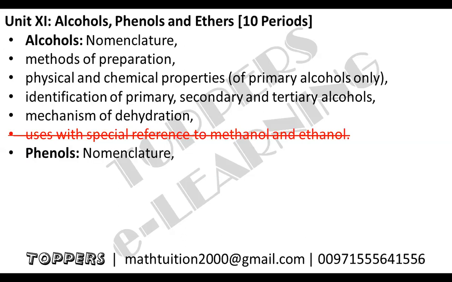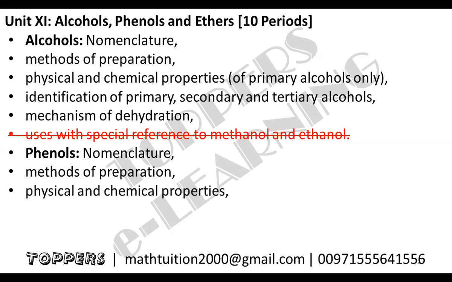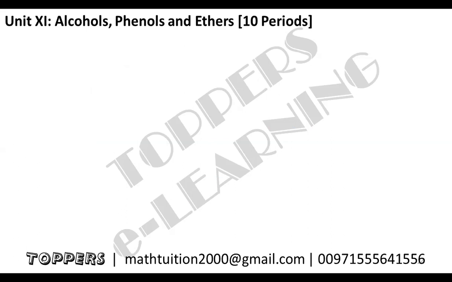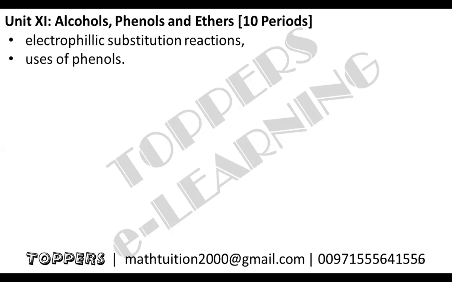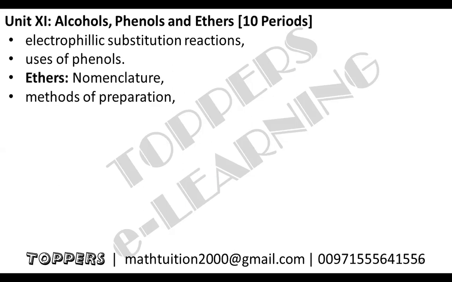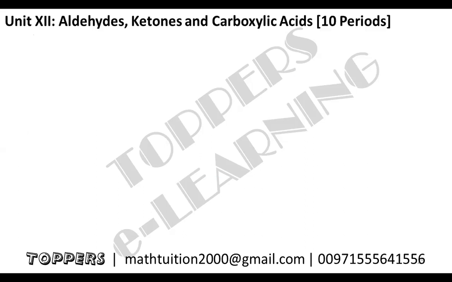Phenols: nomenclature is there, methods of preparation is there, physical and chemical properties is there, acidic nature of phenol is there, then electrophilic substitution reaction, and the uses of phenols. Ethers: nomenclature, methods of preparation, physical and chemical properties, uses, all these topics are there. Unit 12, aldehydes, ketones, and carboxylic acids.